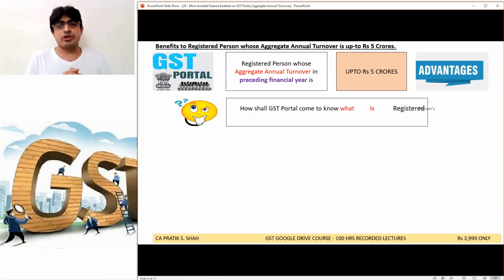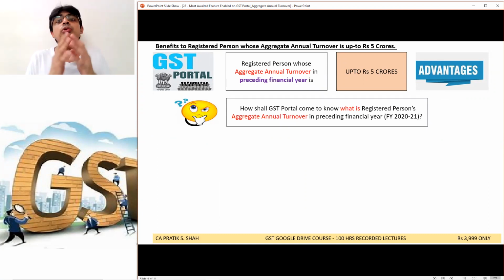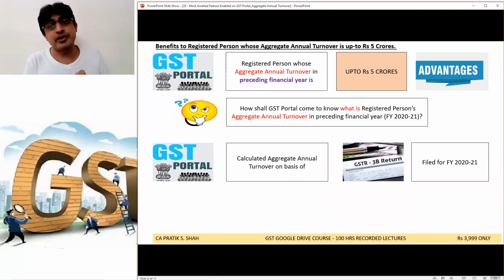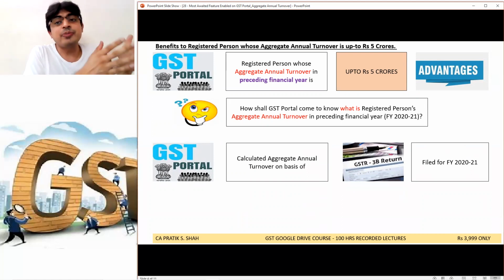But there is one question. How shall the GST portal come to know whether the turnover of the taxpayer in the preceding year is above 5 crore or below 5 crore? You know how the GST portal is calculating? It is calculating on the basis of 3B which the taxpayers have filed for the financial year 2020. 3B में हमने जो भी turnover दिखाया उसके base पे it is calculating that ये approximate turnover.